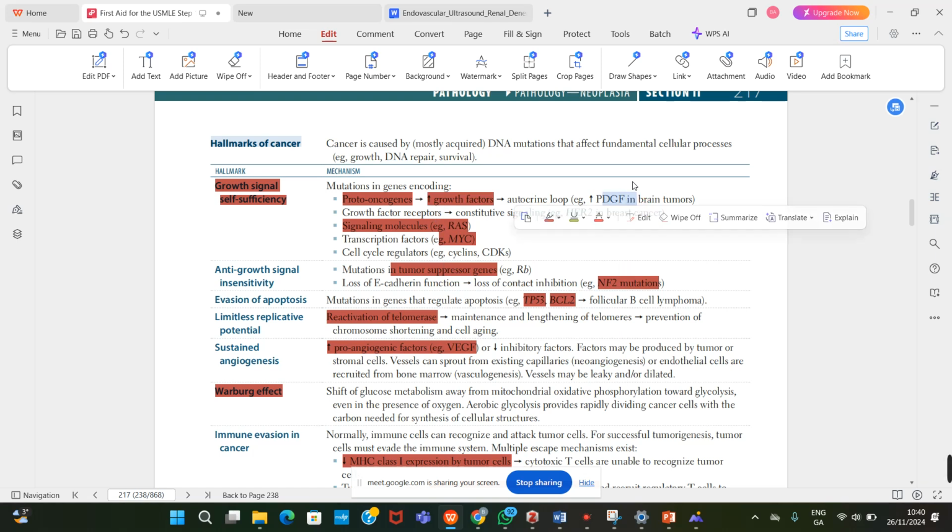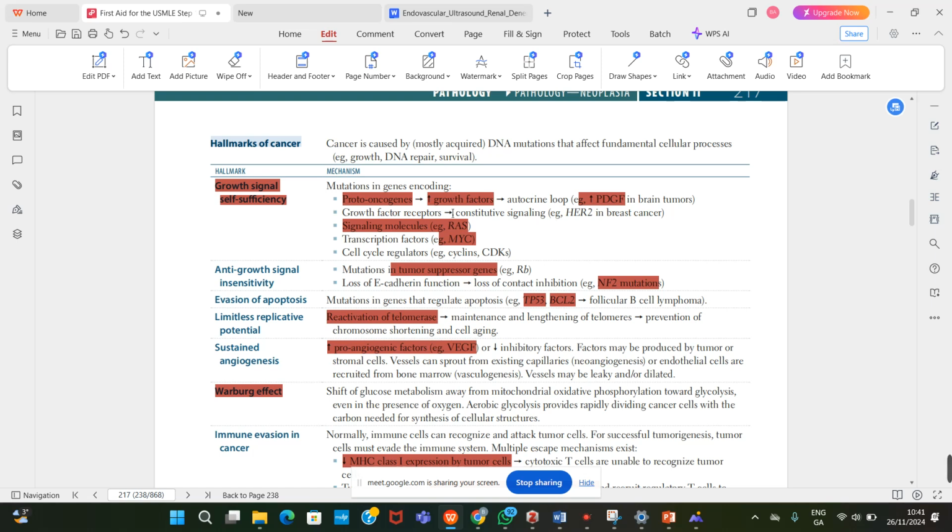Another example, epidermal growth factor. There are plenty of growth factors. So you have some tumors that have the ability to self-produce growth factors to drive their growth, such as some brain tumors producing platelet-derived growth factor in an autocrine approach. They just keep producing their growth factors, and they keep proliferating.